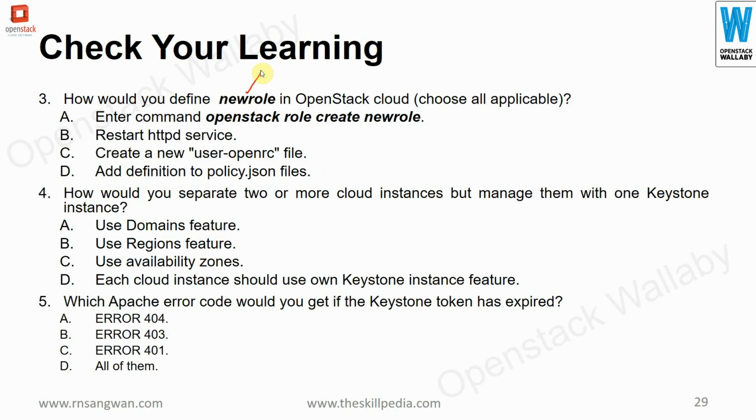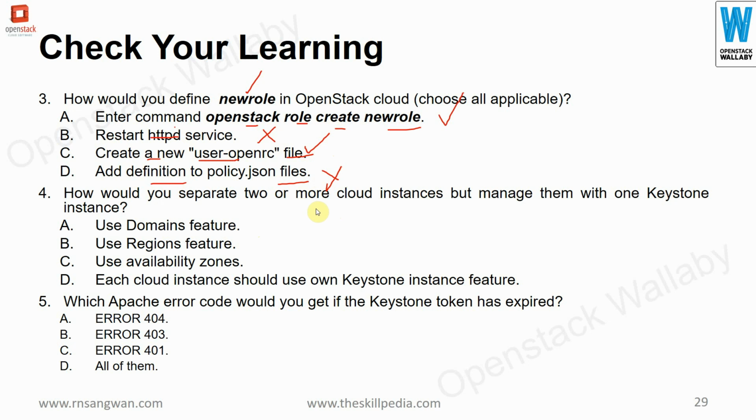How do you define a new role in the OpenStack cloud? All applicable. Enter the command openstack role create role name. Restart the apache2 service. Create a new OpenRC file. Add a definition in the policy file. This is no more required, and this is required. This is not required, and this is required.